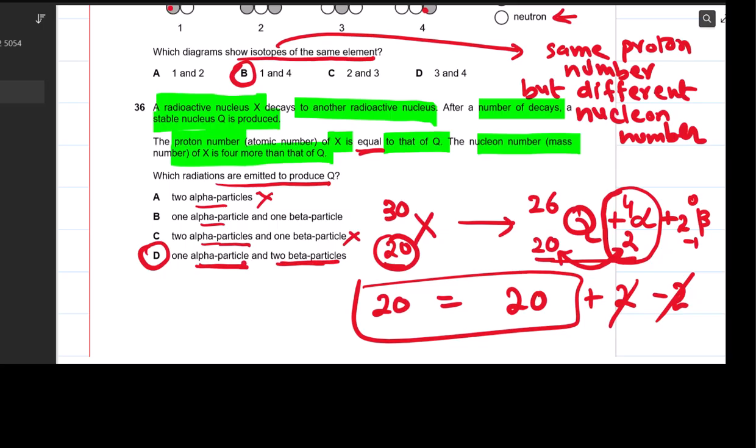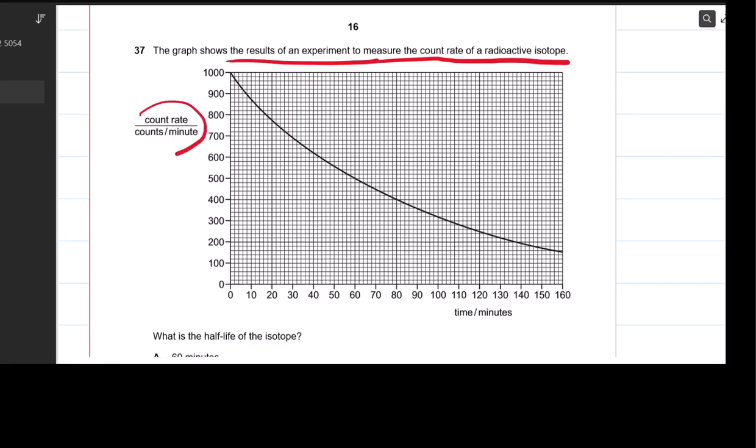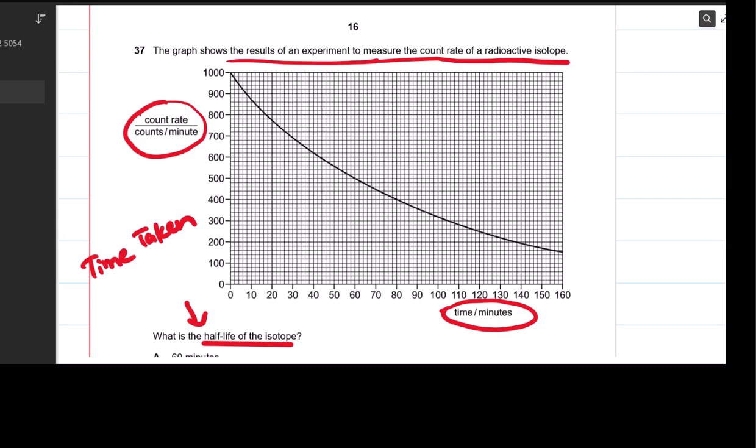So question number 37. The graph shows the results of an experiment to measure the count rate of a radioactive isotope. Count rate is in counts per minute. Time is in minutes. What is the half-life of the isotope? Half-life is what? Time taken to halve the number of nuclei.